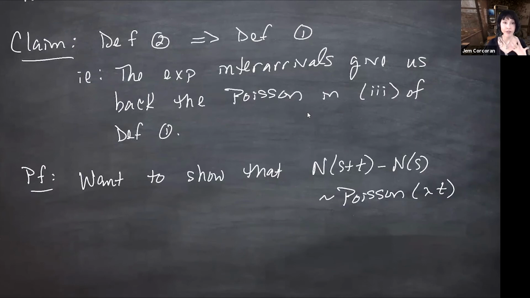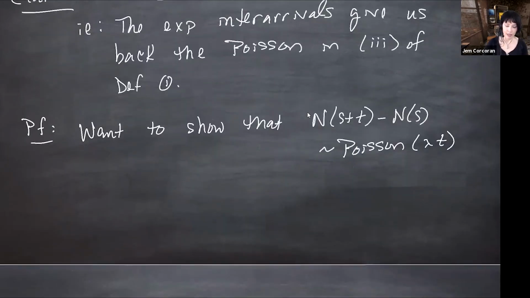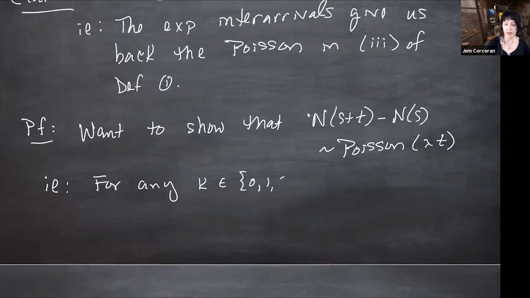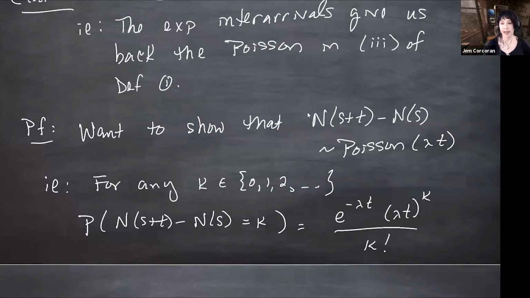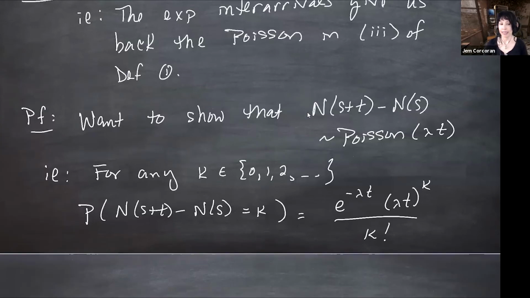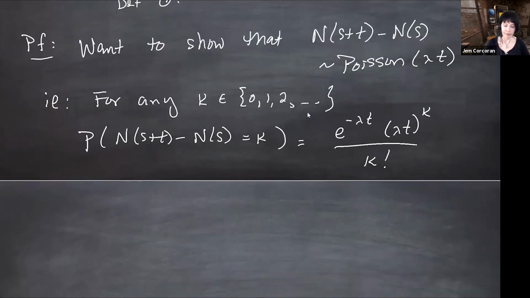Then we'll have shown that definition 1 holds, i.e., for any k in 0, 1, 2, on up, we want to show that the probability that N(s+t) minus N(s) equals k is e to the minus lambda t, lambda t to the k, over k factorial, and we want to get that from our exponentials. So let's do it. Here is us actually showing it.